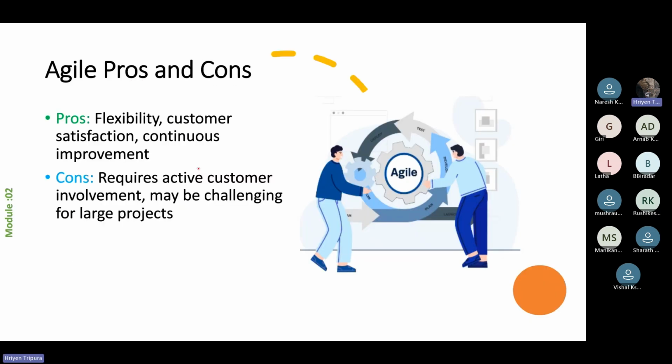Now, agile pros and cons: flexibility, customer satisfaction, and continuous improvement. Flexibility means as and when any change is required or needed, we can change it according to the requirement. Next, we also have customer satisfaction. That is very important, right? If you deliver a product, the customer has to be satisfied with your quality of work. Only then can you make them happy. Then continuous improvement: based on customer feedback, we can improve as and when there is anything to be changed or modified.